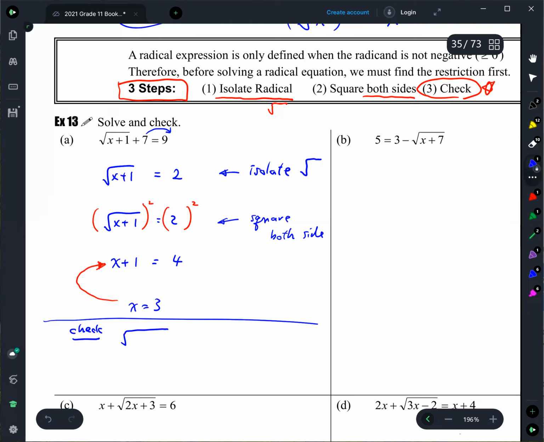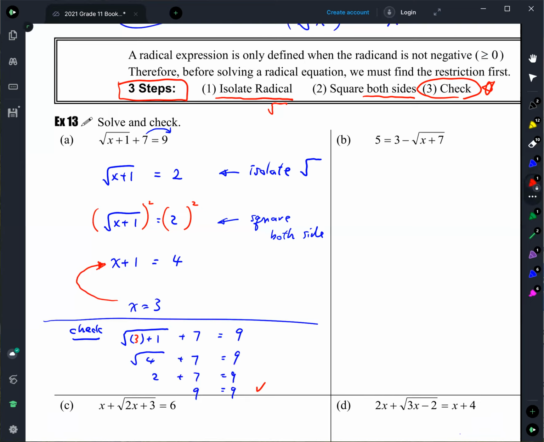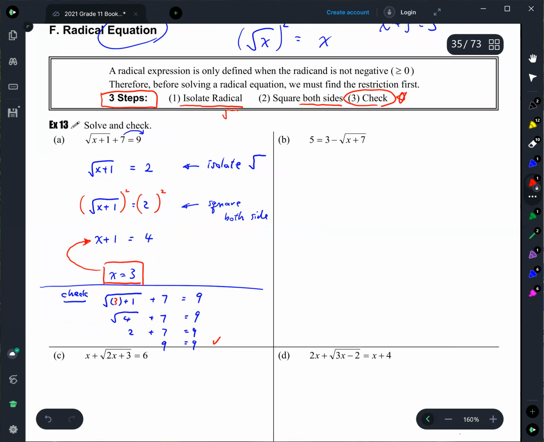So square root of x plus 1, plus 7. I want to see if it equals 9. So I plug in the 3. We get square root of 4 plus 7 equals 9. 2 plus 7 equals 9. 9 equals 9, so this one checks. So you plug it into the question. This is called checking. Once you checked it and it works, then you box it. This one just gives you a general idea of what the 3 steps are.